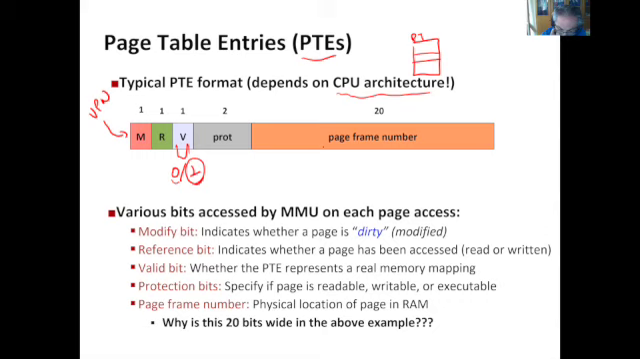Then here we have the page frame number, or PPN, the physical page number, and it stores this. It says that for this particular VPN, this is the corresponding PPN.